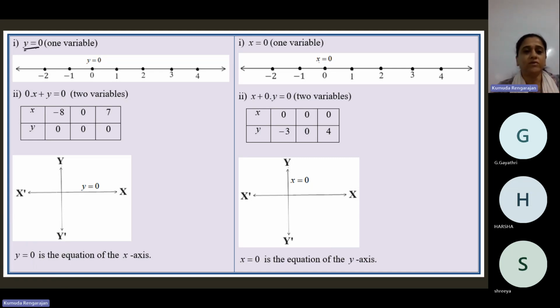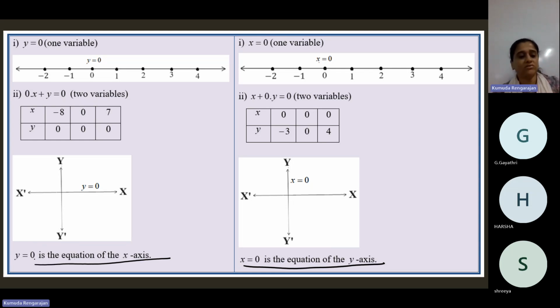So y is equal to 0, x is equal to 0. When you treat them as linear equations in two variables x and y, they are the equations of the x-axis and y-axis itself. y is equal to 0 is the equation of the x-axis. x is equal to 0 is the equation of the y-axis.